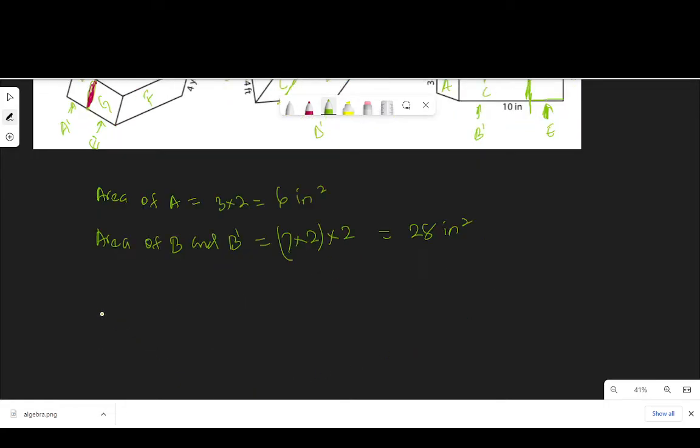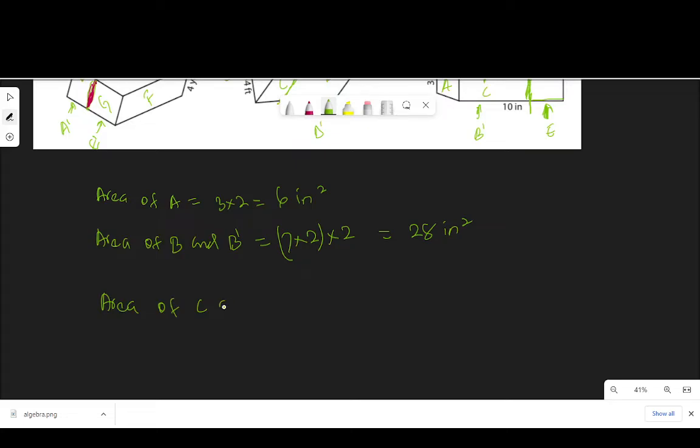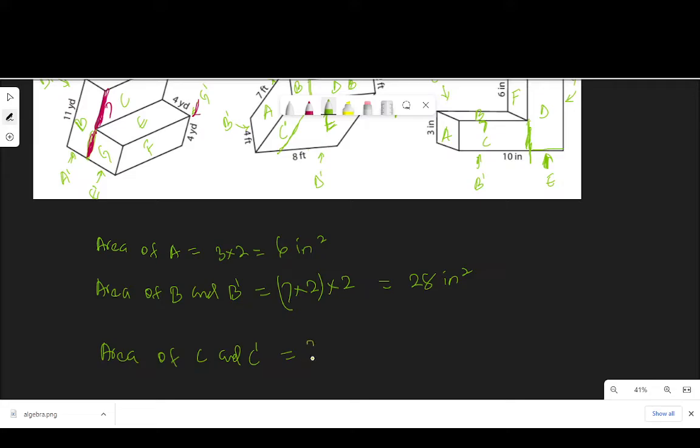Then area of C and C prime. The length of C is again 7. The width is 3. This 3 right here. So 7 times 3 multiplied by 2. 7 times 3 is 21. 21 times 2 is 42 inches squared.